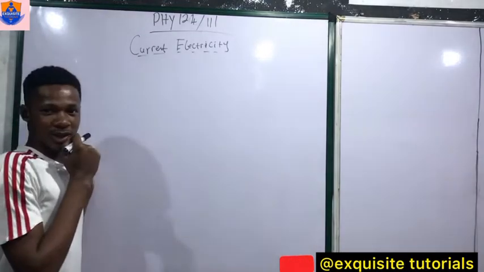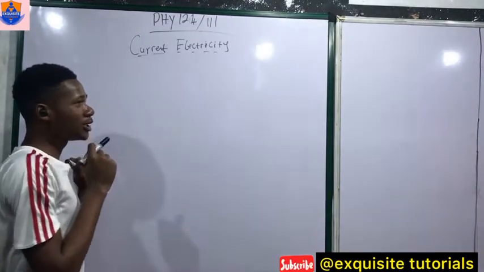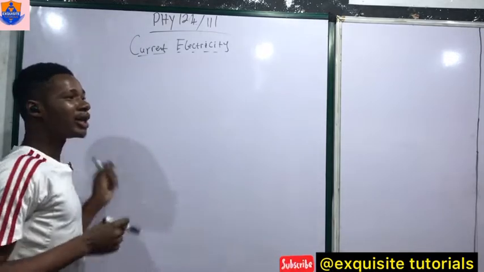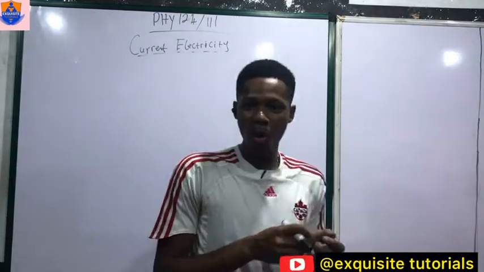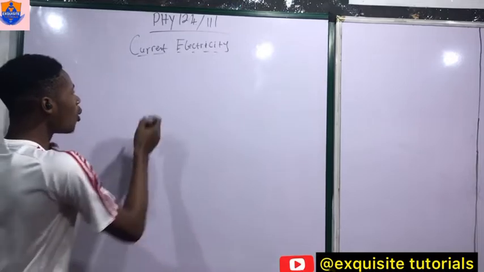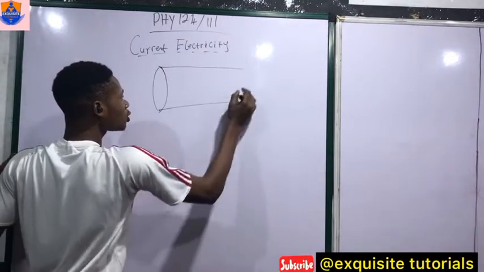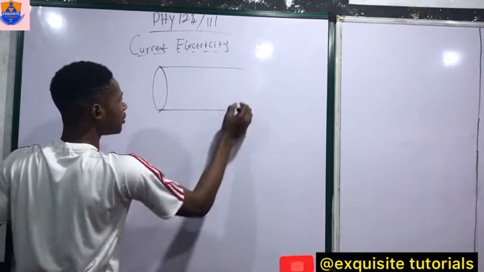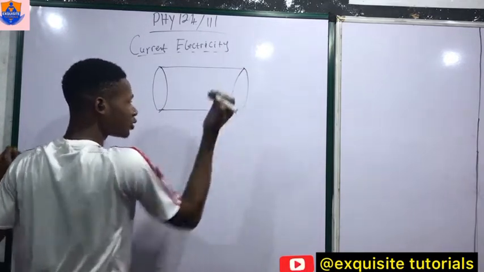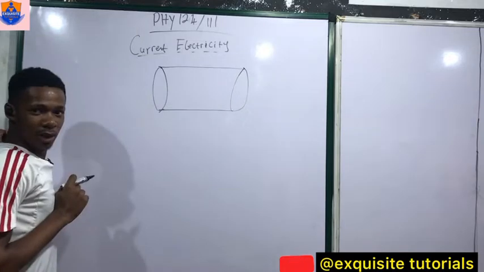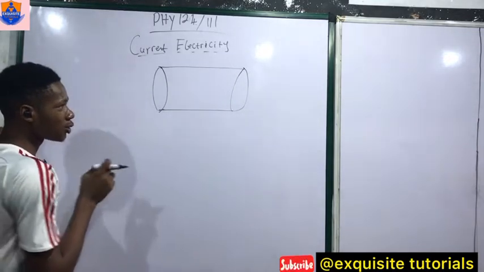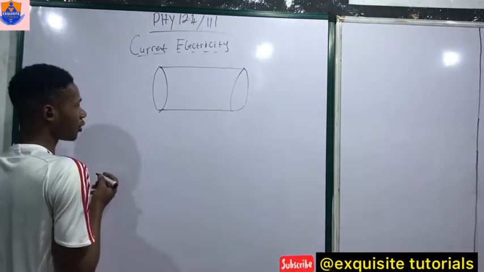Now, the part of current electricity we'll be taking today is actually the molecular aspect, okay? How electrons interact with each other and how they form current. Now, let's say we have a conductor like this. Conductors are actually cylindrical in shape. So if you view them molecularly, we will see something like this, okay? So this is just an enlarged illustration of a conductor.